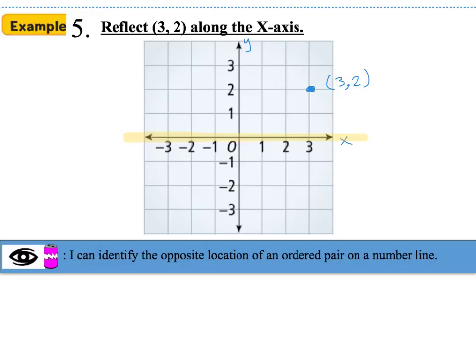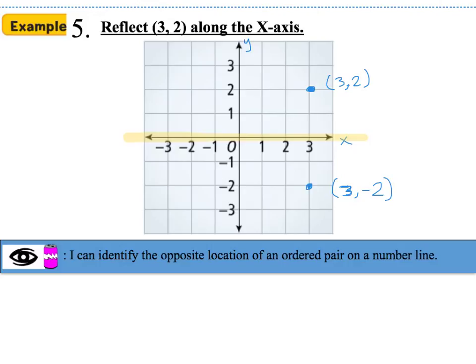So I want to pretend like that x-axis or the yellow line is a mirror. If it's 2 spaces going up, then the new dot needs to reflect along the x-axis. Here's 1 space, 2 spaces going down. So I'm going to place my dot down here. So if I reflect along the x-axis, the reflection point for the ordered pair 3, 2 will be 3, negative 2.